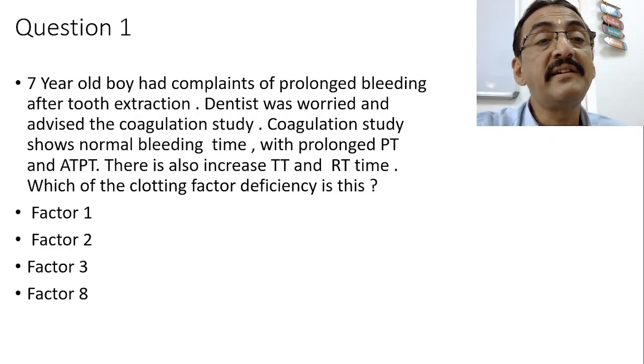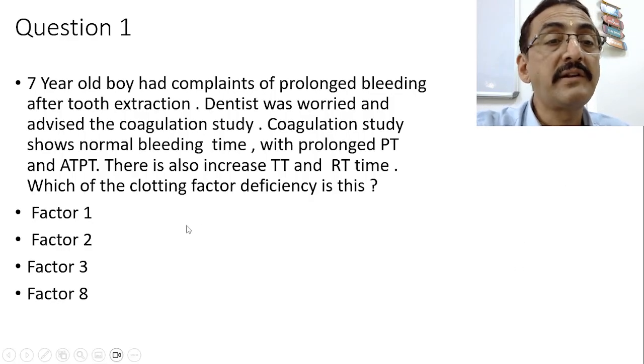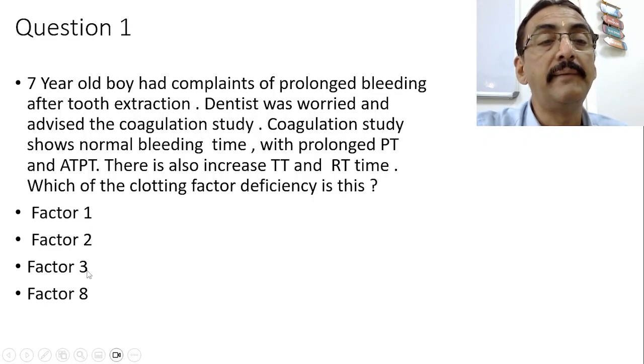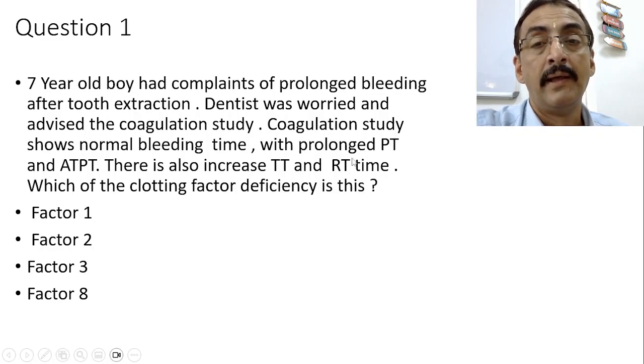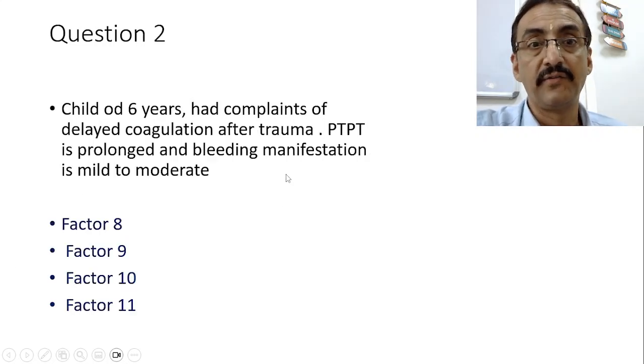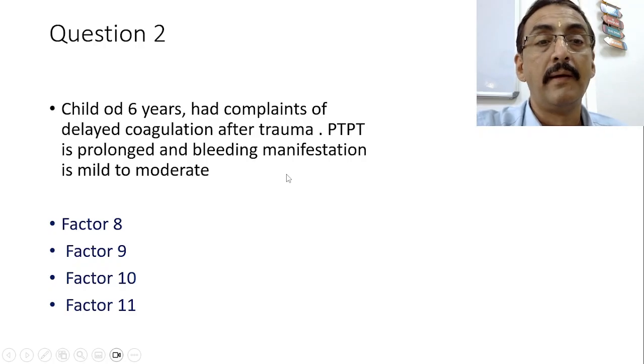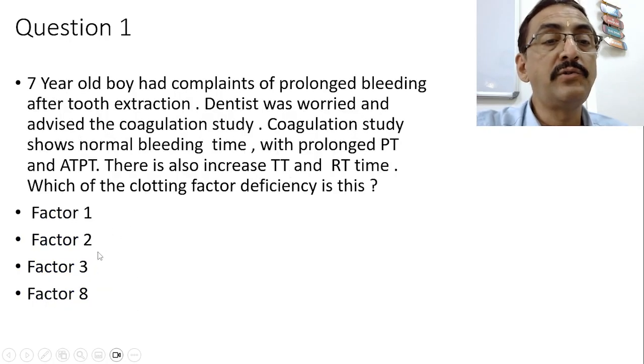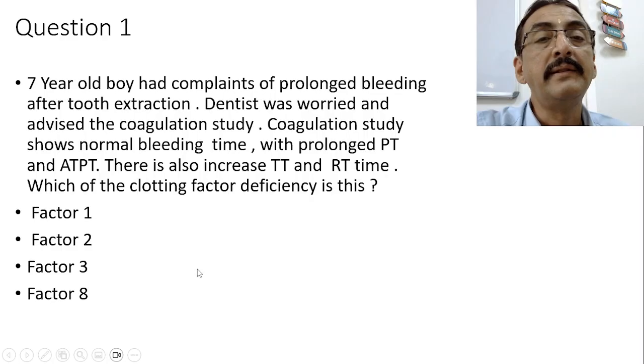See, extrinsic and intrinsic pathway both are affected. In the meantime, TT is also raised and RT is also raised. So factor number 1, 2, 3, 8. 8 is not the possibility. Factor number 1, 2, 3. So this comes under the common pathway. Definitely this is a disease of the common pathway because PT and APTT both are increased, and meantime, TT is also increased. So any factor 1, 2, 3 deficiencies may be there.